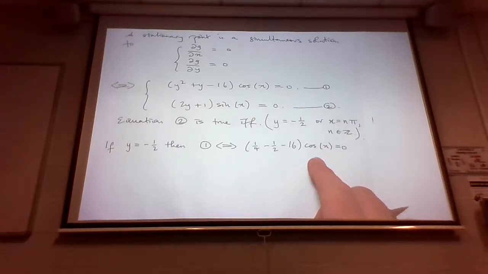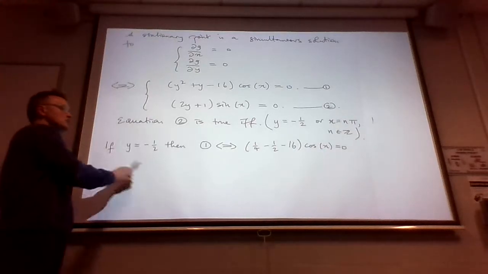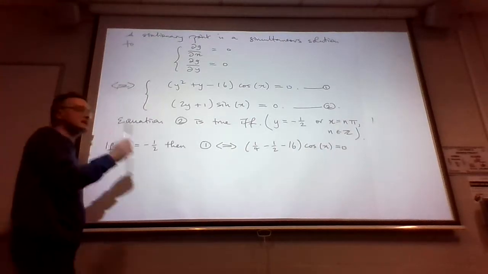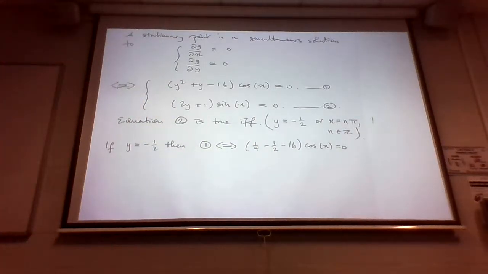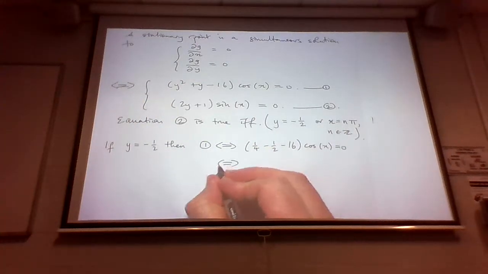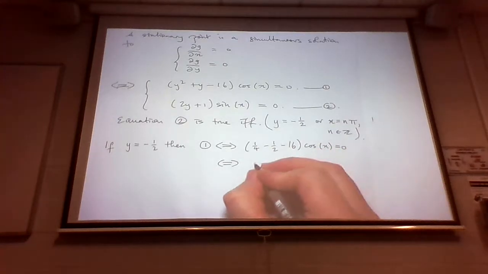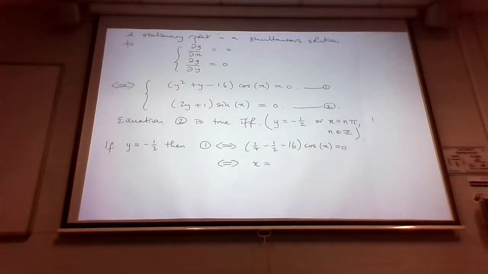So when is that 0? Because remember, equation 2 will be true if y is minus a half, but we need equation 1 to be true also. So that's equivalent to the cosine of x being 0. And when is cosine of x 0?